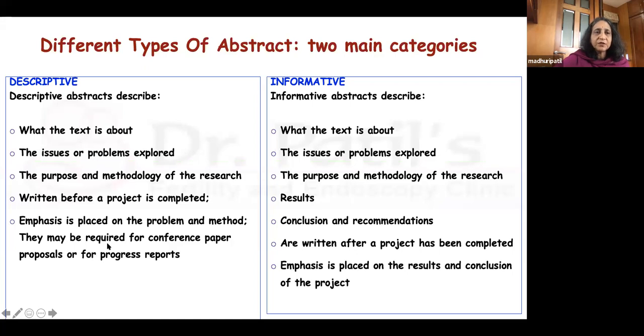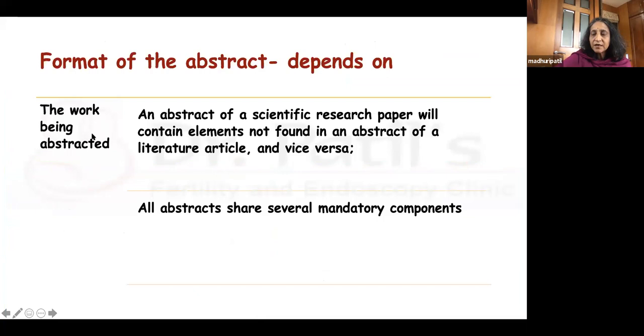the results and conclusion. Whereas a descriptive abstract, it's almost the same till over here, but it is written before the project is completed, and emphasis is placed on the problems and methods. They may be required for conference paper proposals or for a progress report. Basically, the work is being abstracted.